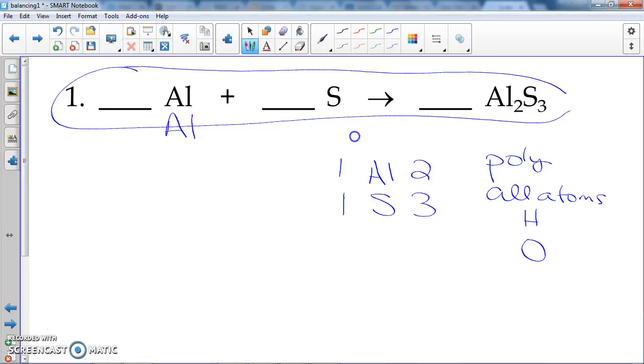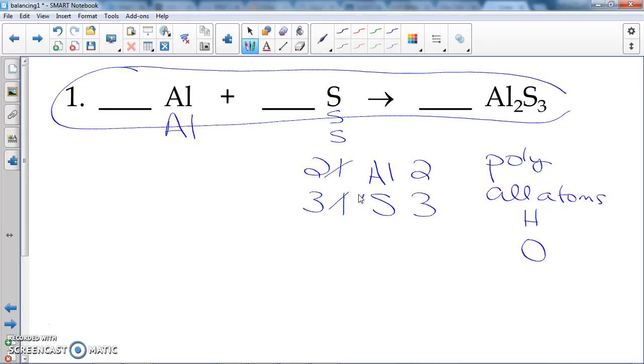So there now I have 1, 2 Als. So then this changes to a 2, and I've got 1 and 3 sulfur, so I need to add 3. So there's 2 and there's 3, so now this goes to 3. Now you can see that we have 2, 2, 3, 3.